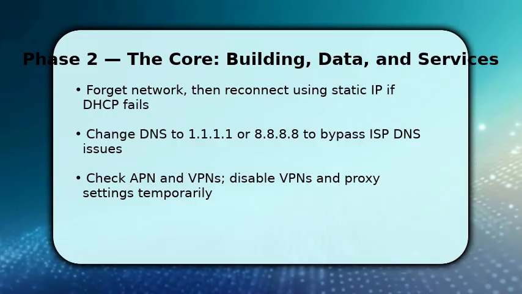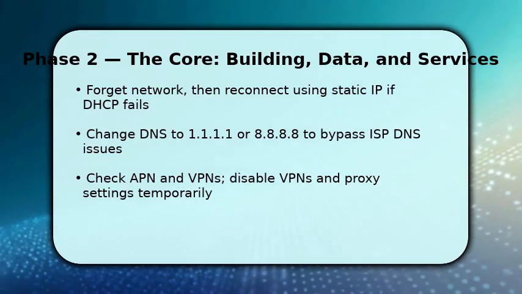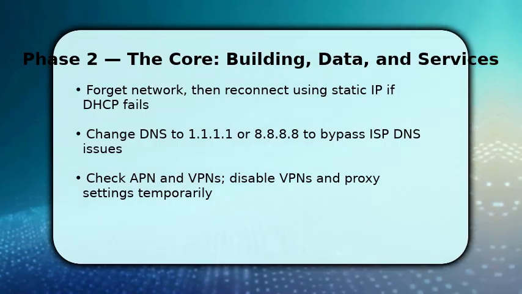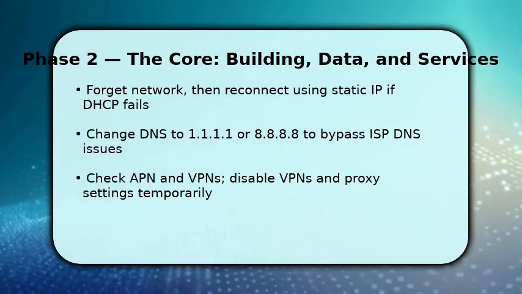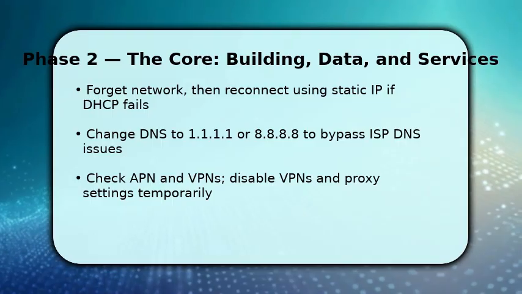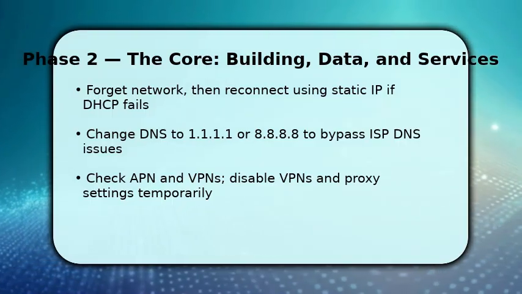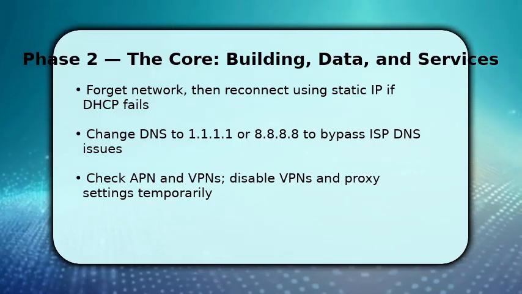Next, you tackle configuration. Go to Wi-Fi settings, long press the network and choose Forget, then reconnect to get a fresh DHCP lease. If DHCP still fails, set a manual IP within your router subnet, choose an unused address, and enter gateway and DNS to avoid lease problems. Change DNS to 1.1.1.1 or 8.8.8.8 to bypass ISP DNS failures.